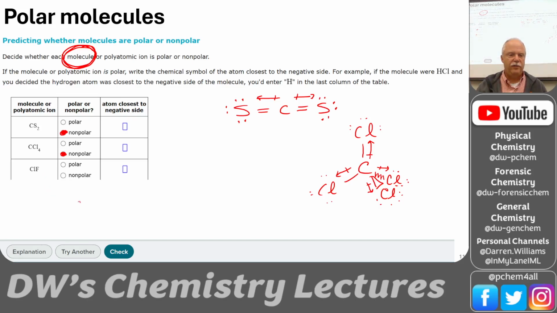And then ClF, again, you've got chlorine on one end, fluorine on the other. Fluorine's more electronegative than chlorine, so this side will be negative and this side will be positive. So it would be F on this end, and it would be polar.